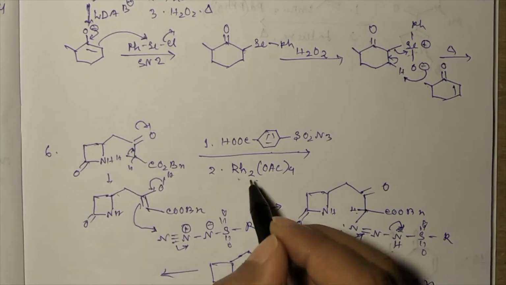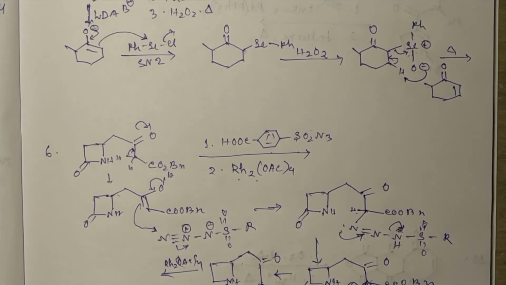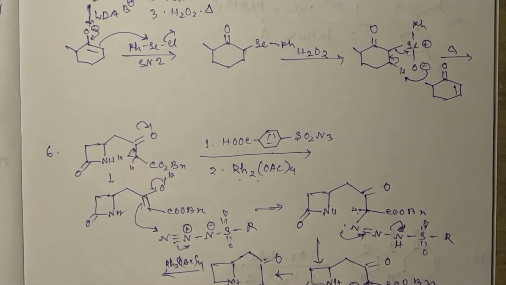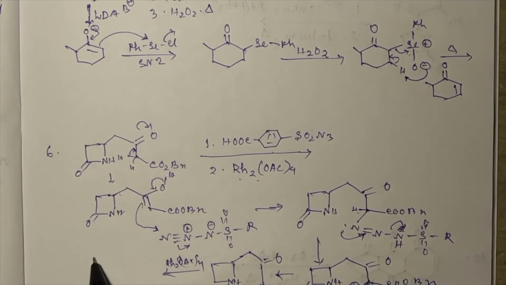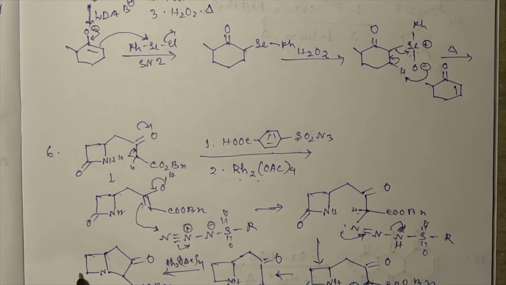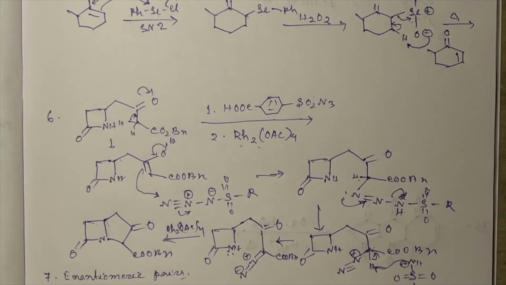Now if it is treated with Rh2OAc4, then it will be converted to a carbene, and this carbene, here the nitrogen lone pair will attack that carbene and an insertion reaction will take place, CH insertion reaction. So our product will be, so this will be the product.